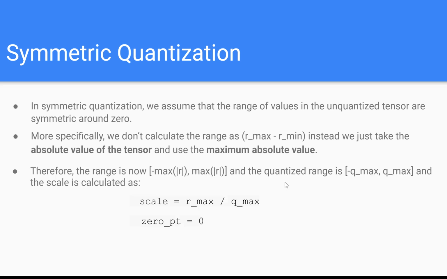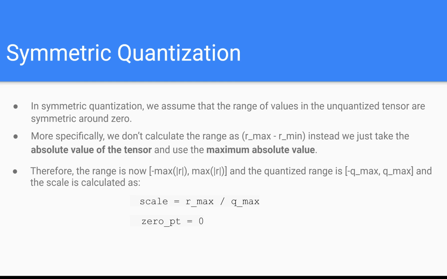More specifically, the range now, since it's symmetric around 0, we're assuming that the range in the unquantized tensor goes from the negative of the maximum absolute value in the R tensor to the maximum absolute value. And the quantized range is now negative Q max to Q max. So with our 8-bit quantized range, remember with the signed 8-bit, the minimum number was negative 128, the maximum number was 127, and so that was our range, negative 128 to 127.